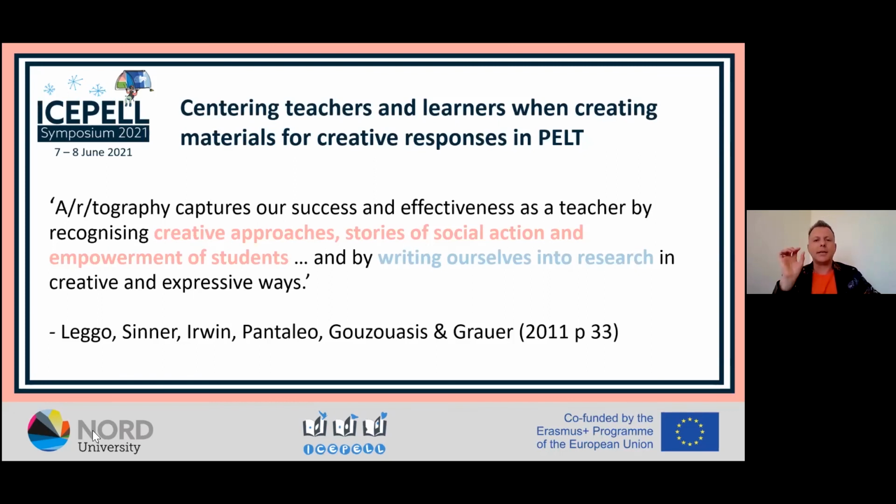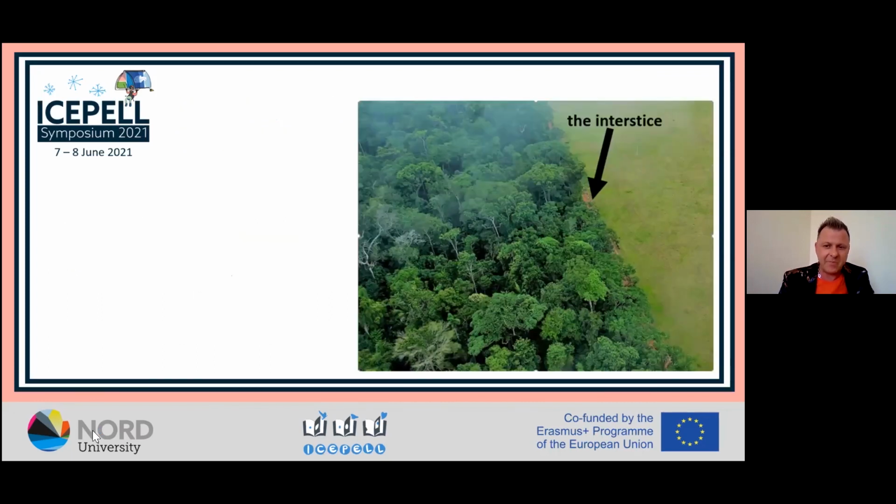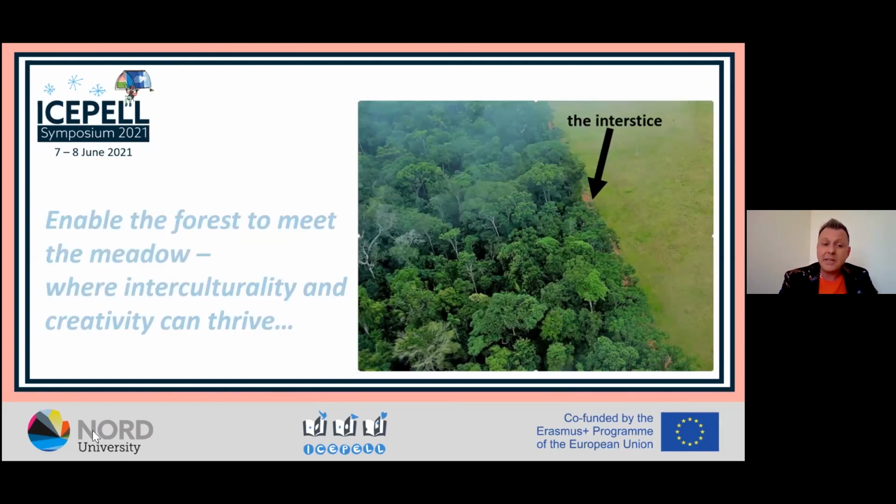And the part that I haven't mentioned and I must mention is that the graphy in artography refers to writing, obviously. And what I would feel is very empowering about artography is the way the teacher becomes part of the narrative, part of the discourse, and part of, as we saw in the Avance example, part of the dissemination. So this is my final message then around the interstice. Enable the forest to meet the meadow where interculturality and creativity can thrive.